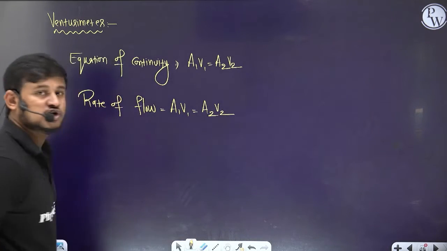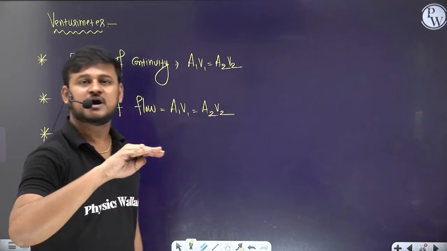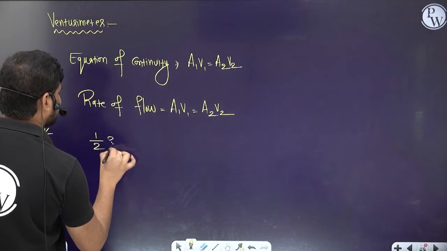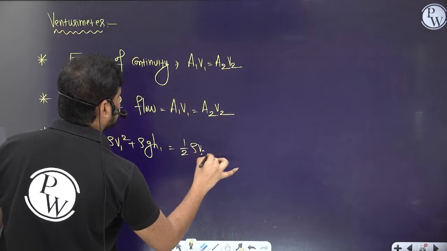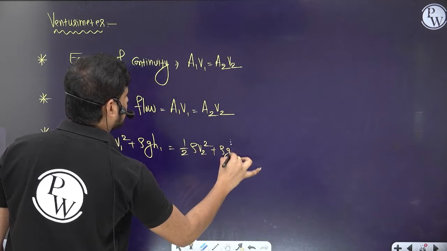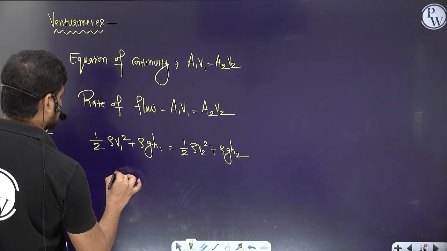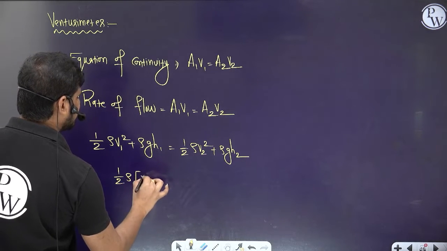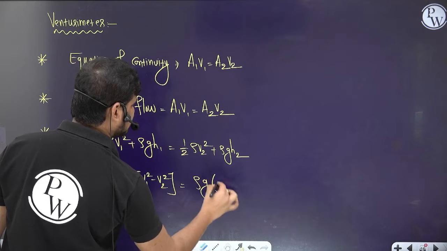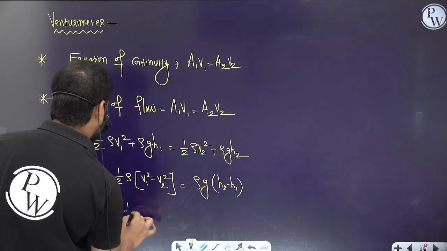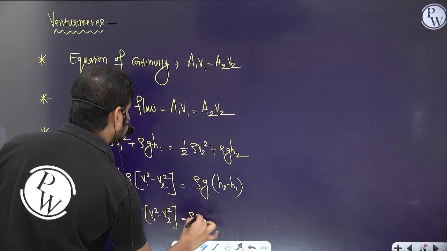Done. And then in the venturimeter we can write, since they are at the same horizontal level, half rho V1 square plus rho g H1 is equal to half rho V2 square plus rho g H2. And then from here I can write half rho V1 square minus V2 square is equal to rho g into H2 minus H1, which is nothing but h. So half rho V1 square minus V2 square is equal to rho g h. Right?